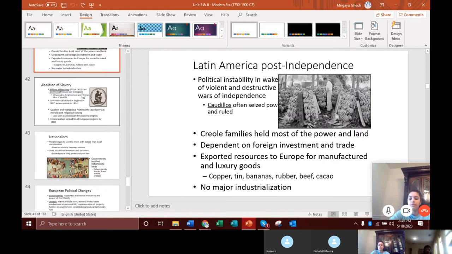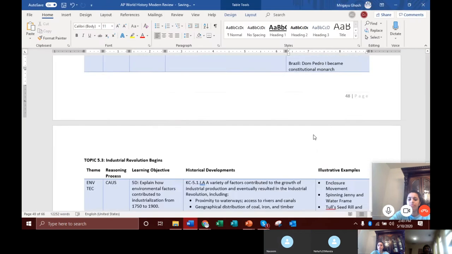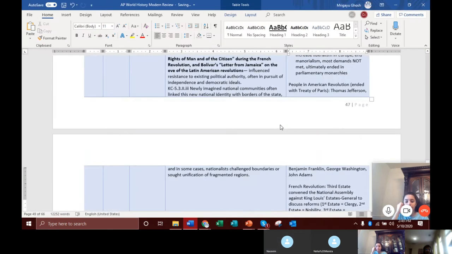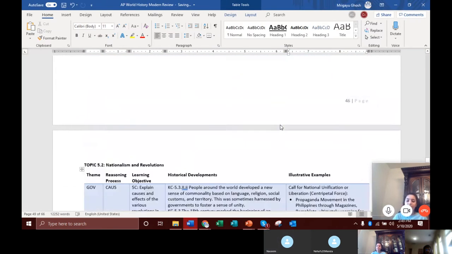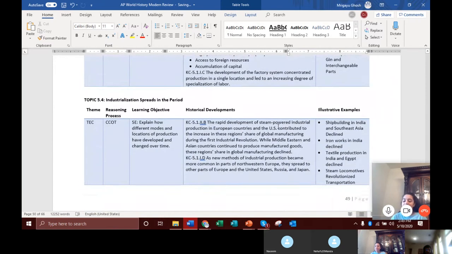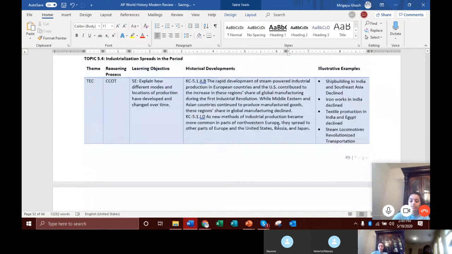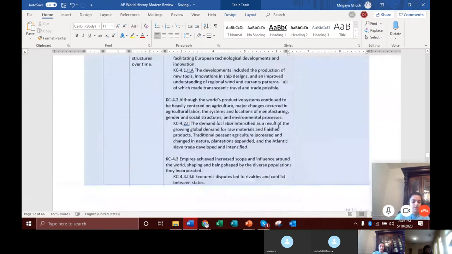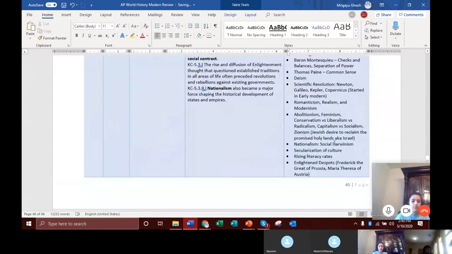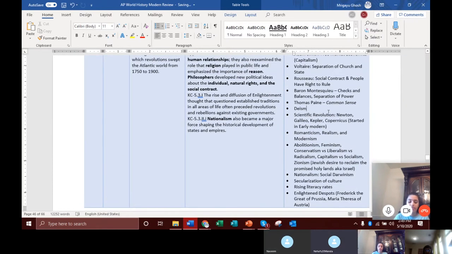Caudillos. We talked about caudillos. Okay, now abolitionism. I think for abolitionism, we need to go back earlier. William Wilberforce. Unless it's later. Okay, I think we need to go back to Enlightenment for abolitionism. So with abolitionism, did we talk about abolitionism here? I don't think so.